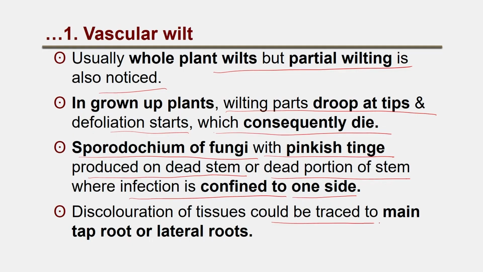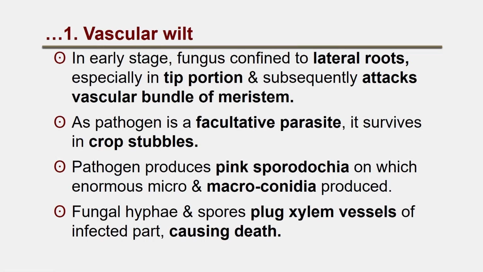Discoloration of tissues could be traced to main tap root or lateral roots. So, these are the typical identification of this disease. In early stage, fungus is confined to lateral roots, especially in the tip region, and subsequently attacks the vascular bundle of the meristem, which means its entry is mainly through the roots.